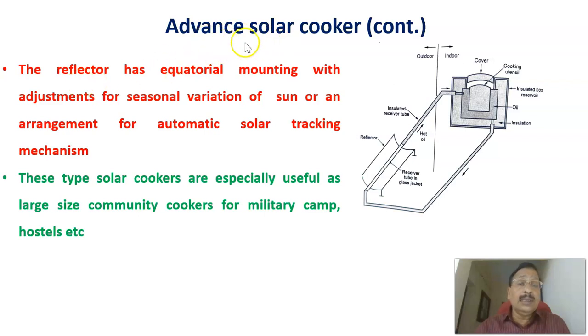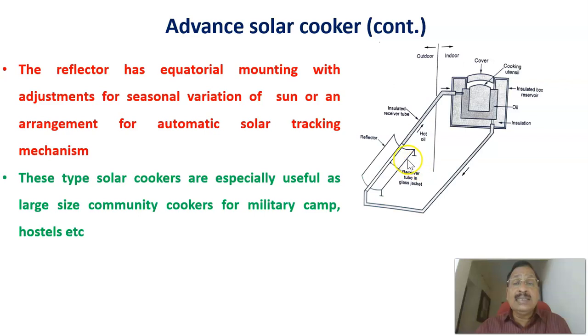Now continuing the advanced solar cooker, the reflector has the equatorial mounting with adjustments for seasonal variation of the sun, or an arrangement for an automatic solar tracking mechanism. Therefore, it can track automatically, a solar tracking mechanism is there. These types of solar cookers are especially useful as large size community cookers for military camps and hostels, etc.